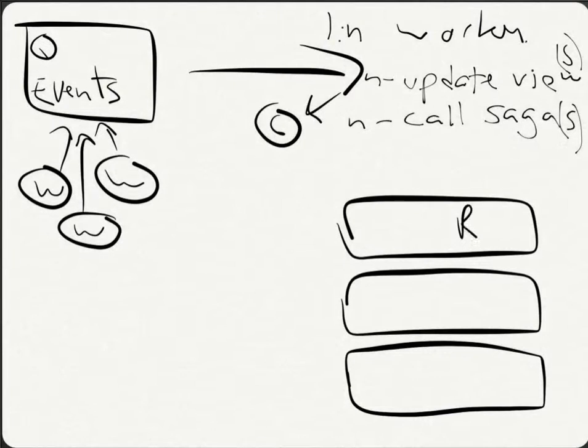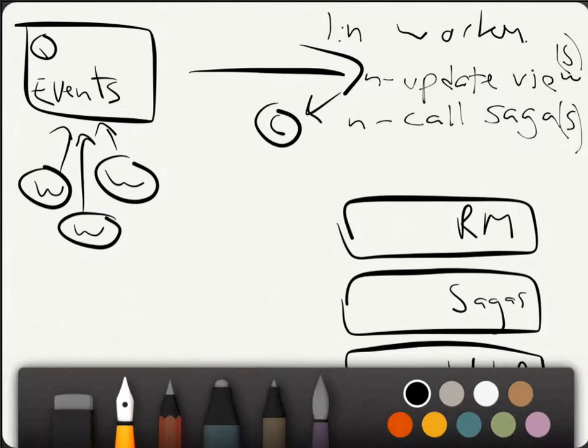One is for read models, or views. The other is for sagas, long-running business processes. And the other was for web responses. I got MVC is waiting for some things.